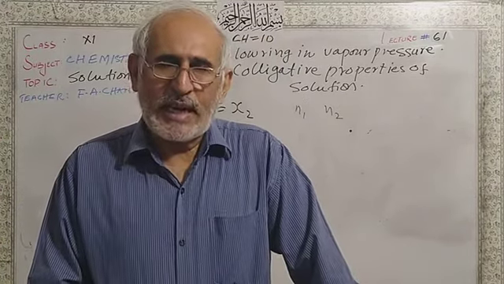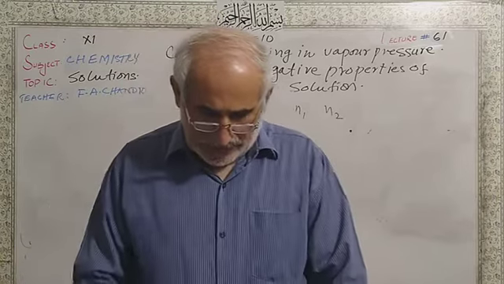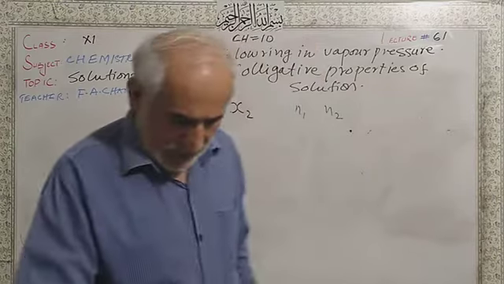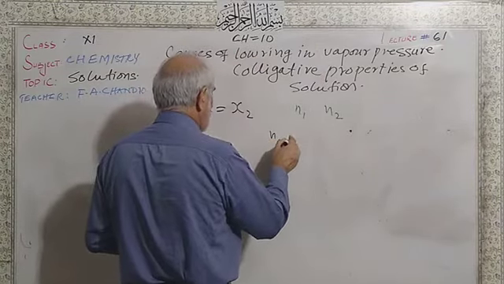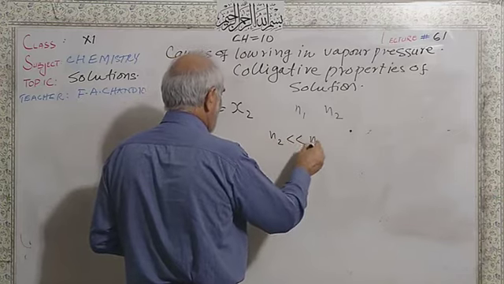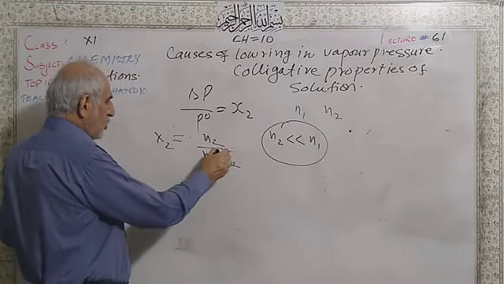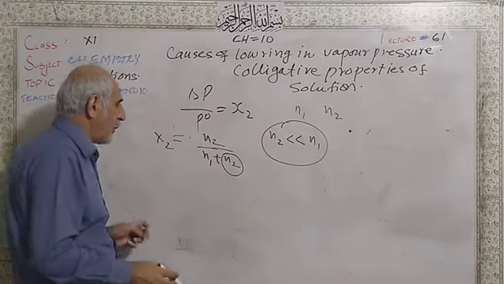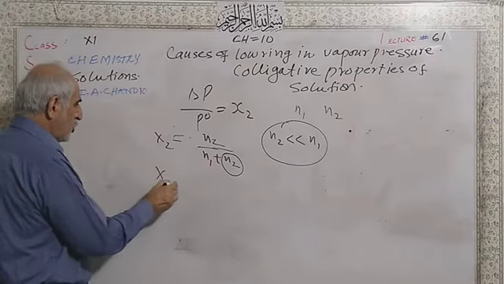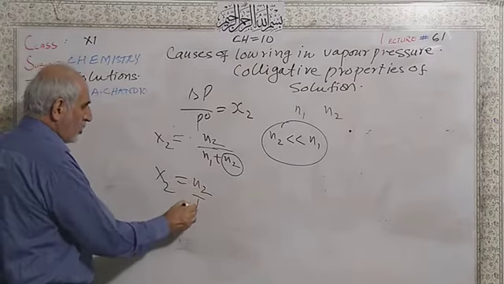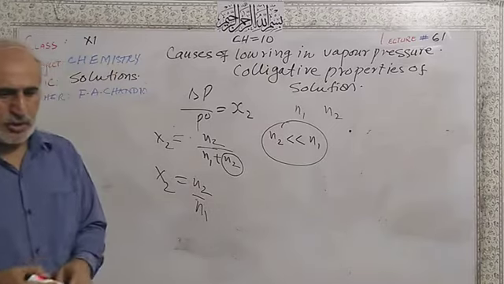Since for dilute solutions the solute is a very small quantity, n2 is very much less than n1. So that's why this n2 on the denominator side is approximated or treated as a constant. So x2 is equal to n2 over n1. This is a constant approximation.